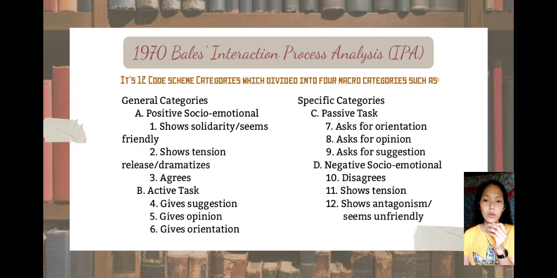First is the positive social-emotional, which shows solidarity or seems friendly, shows tension release or dramatizes, and the last one is agrees. Second, letter B, the active task, which gives suggestion, gives opinion, and gives orientation. Letter C is for passive task, which consists of asks for orientation, asks for opinion, and asks for suggestions. Last is the negative social-emotional, which disagrees, shows tension, shows antagonism, or seems unfriendly.